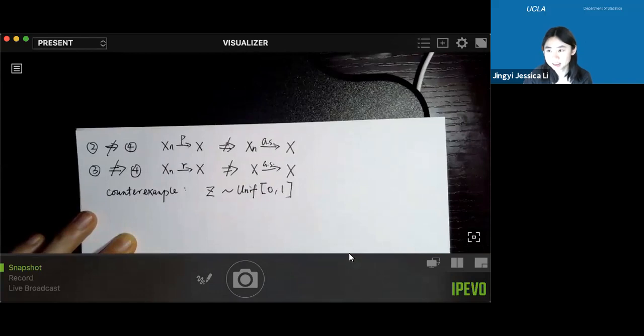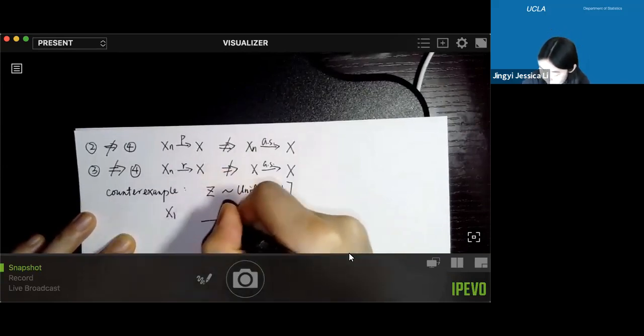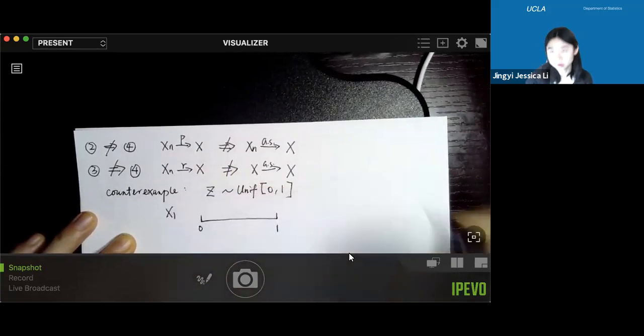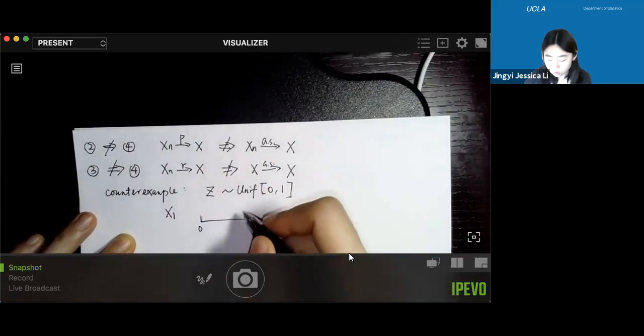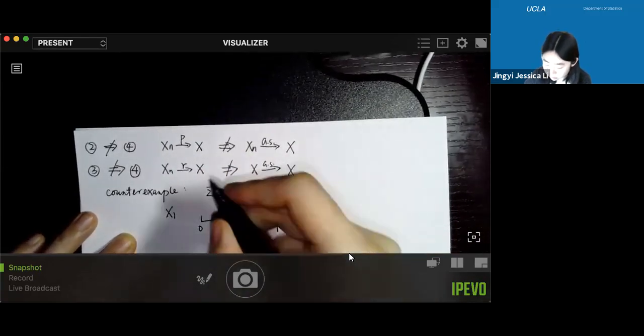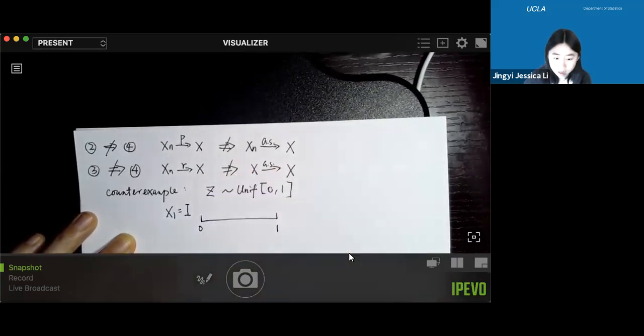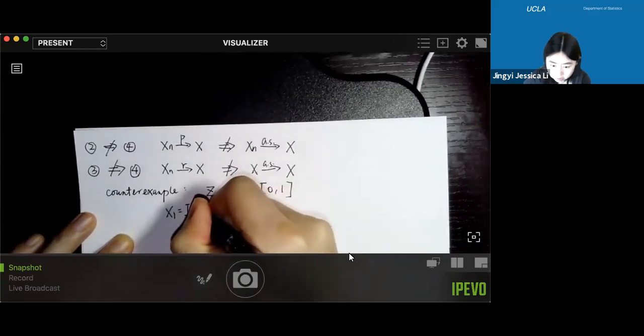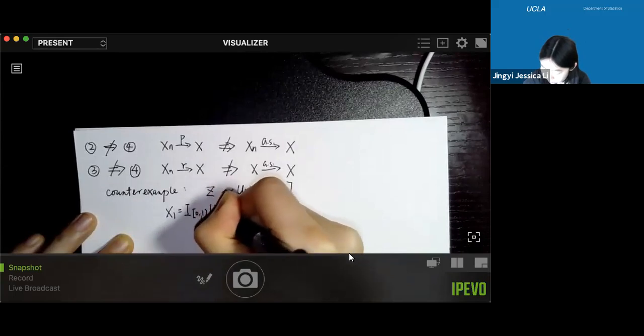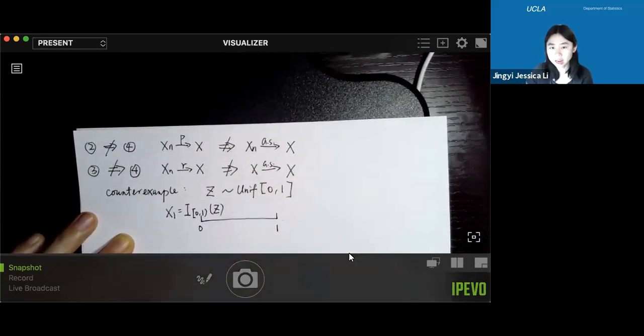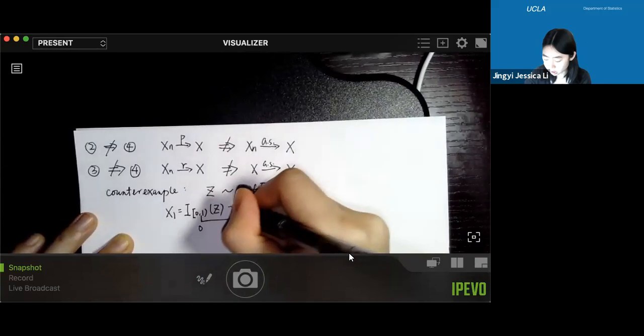Okay, and then how do we create a sequence? Our sequence is created as follows. When we talk about x1, we consider the whole interval 0 to 1. Whenever z falls into it, we give x1 a value of 1. In other words, x1 is an indicator function of the interval 0 to 1, evaluated at z. Otherwise, I give x1 the value 0. But by the definition of z, x1 will always take value 1, so it's actually a constant 1.